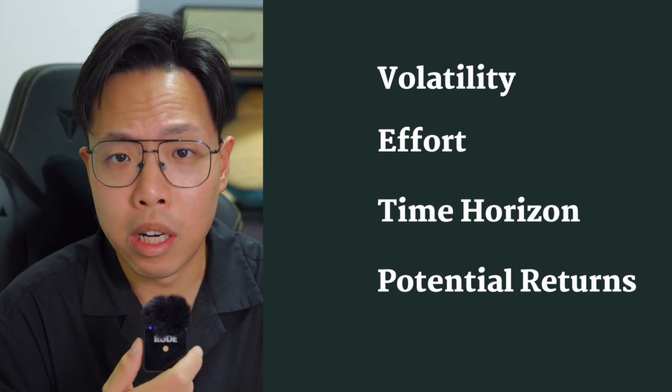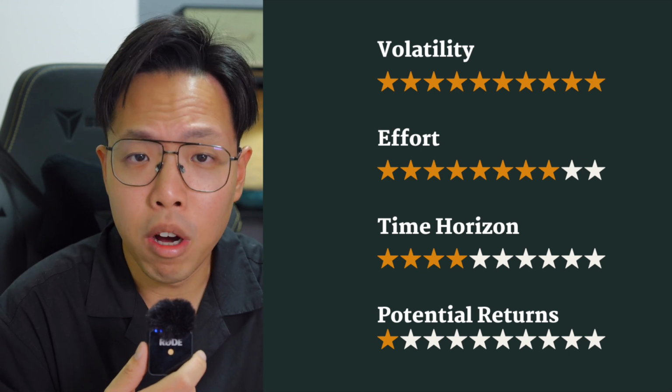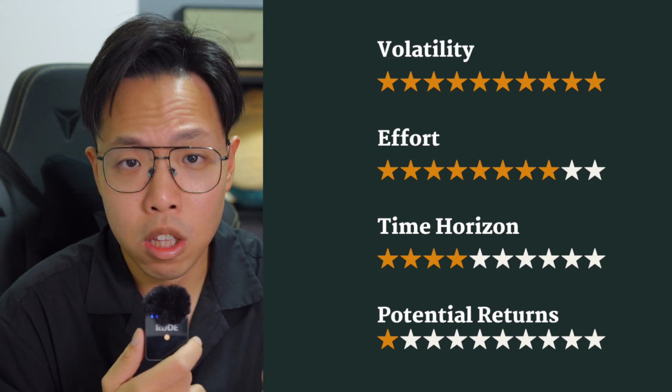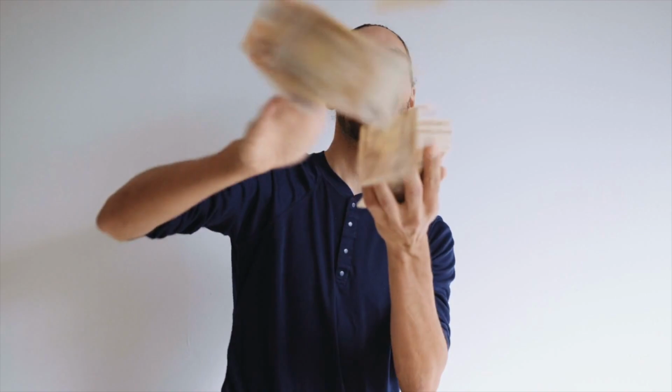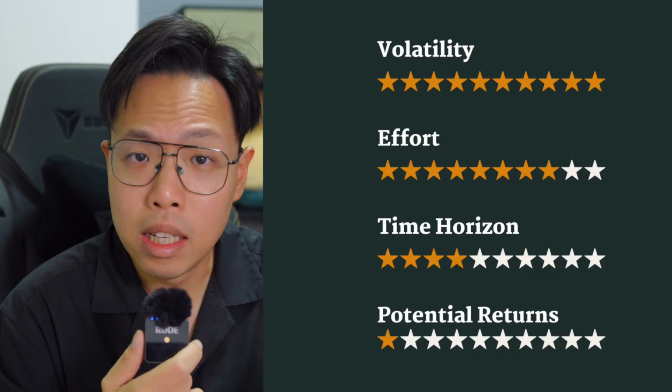How we're going to do this, right, is we're going to score them on a scale of 1 to 10, where 10 being the most volatile, highest amount of effort to make the investment successful, longest time frame, but also highest possible returns. And at the same time, if something scores 1, it means it is the least volatile, least amount of effort, shortest time frame, and lowest potential returns.